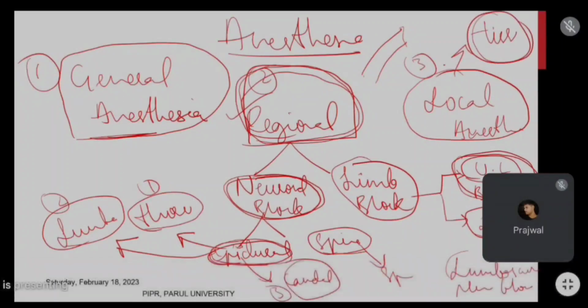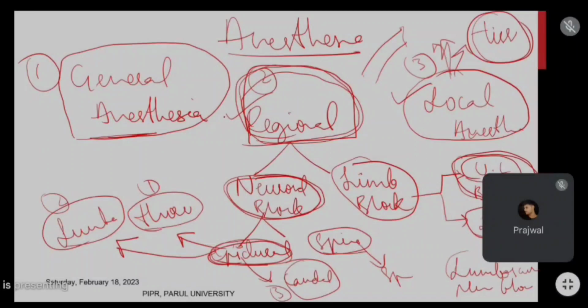For example, I want to extract the teeth of a patient. So what do I do? I will just spray the local anesthetic and just inject the local anesthetic at the site of the teeth. Wherever the teeth are, if I inject there, I will have anesthesia in the patient. So local anesthetics are those drugs which cause anesthesia at a particular place, a local area.